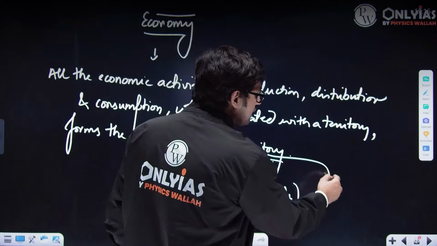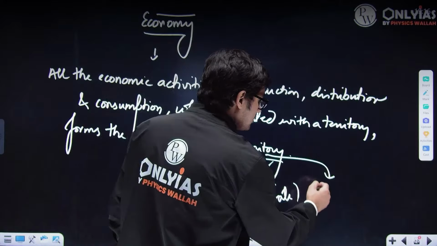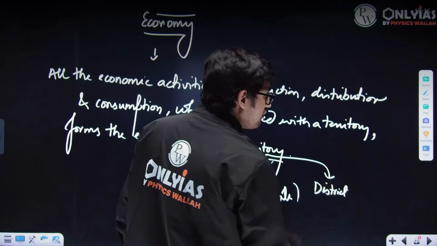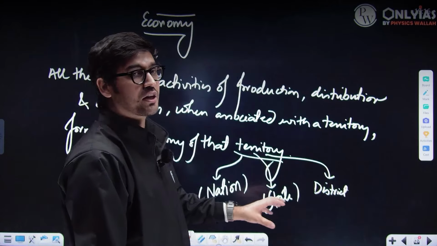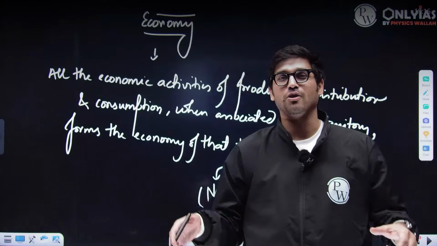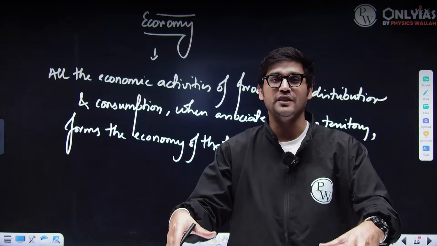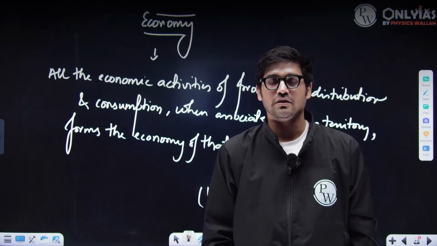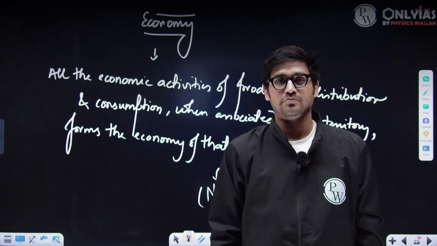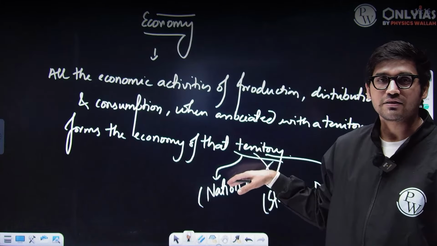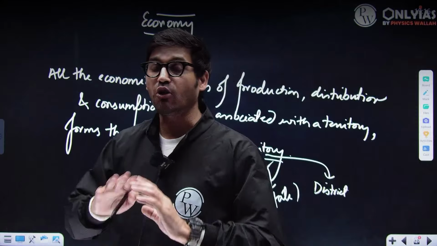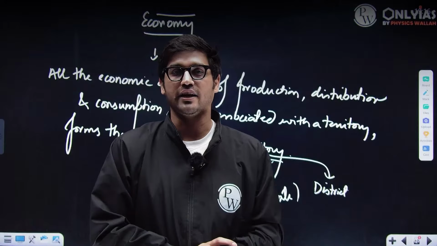Similarly, this territory can also be, you can say, a district. Within Rajasthan, there is a district called Jhunjhunu. All the production, all the consumption, all the distribution of resources happening within Jhunjhunu's district will comprise the economy of Jhunjhunu. It can be any territory. All the economic activities happening within a territory constitute the economy of that territory.